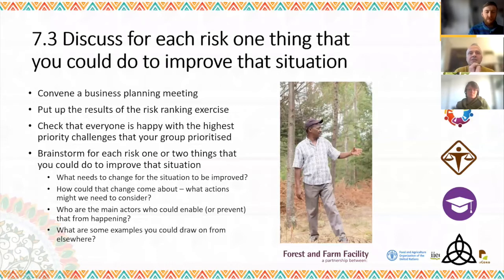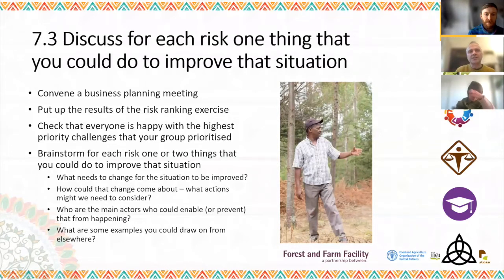It's always good to start this discussion by checking that everyone in the group is happy with the highest priority challenges that you've prioritized. Because we had an interesting example in our group where somebody presented their homework and somebody else chipped in and said, well, have you thought about this as well? Surely this is a high risk. Surely climate is a high risk if you're doing avocado production. And so it's always useful to check that everyone's happy and that you haven't missed anything. And so start with that process.